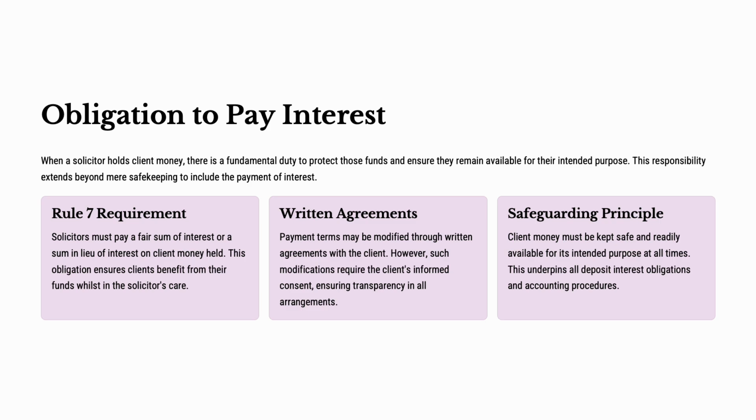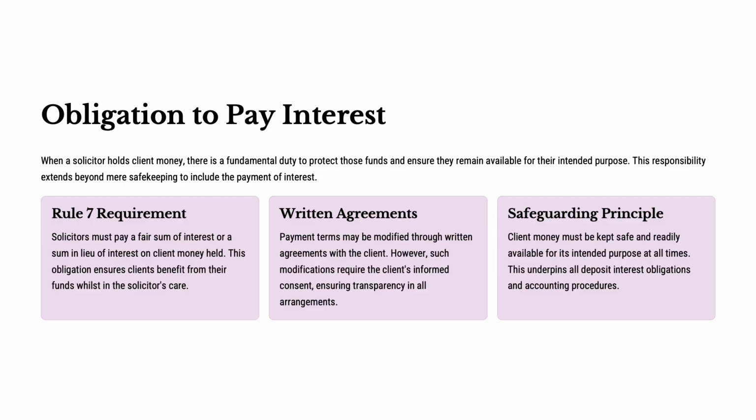A solicitor and client can agree something different, provided the agreement is in writing and the client genuinely understands what they are agreeing to. The practical takeaway is that transparency and informed consent protect both the solicitor and client.